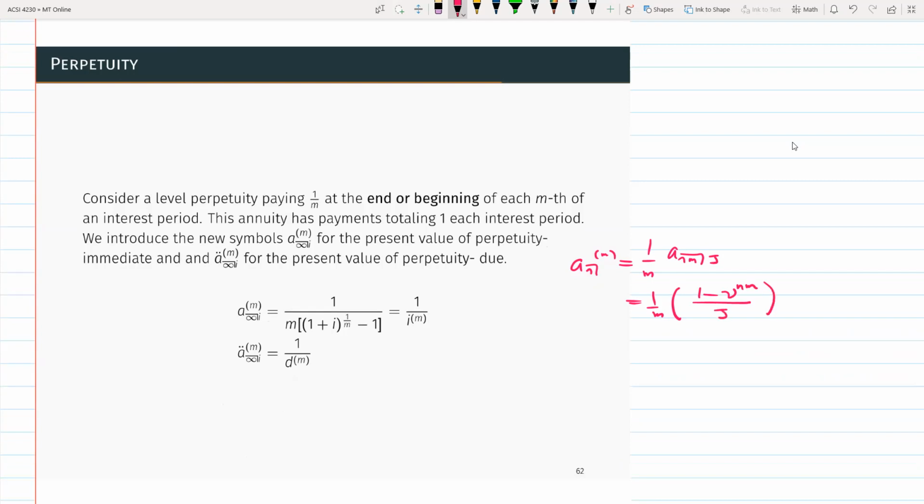When n goes to infinity, this term goes to 0. So when n goes to infinity, you get 1 over m times 1 over j. But j is basically i^(m) over m. So this is cancelled out. You end up with 1 over i^(m). So that's what happens if you have a perpetuity. So on these two formulas, the next one you can try yourself.